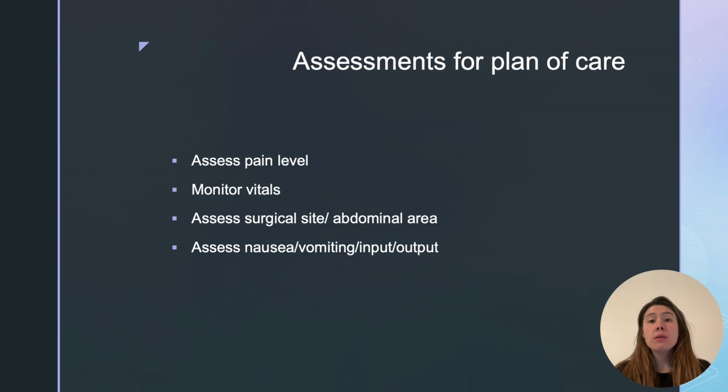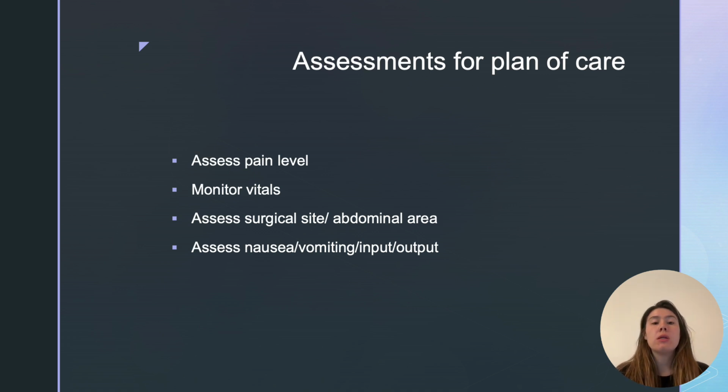Since John is post-op and he is experiencing pain, vomiting, and nausea, as a nurse, for the assessments for the plan of care, we would assess his pain level. By doing that, we would ask the patient how he is feeling, if he's in any pain, and if he could rate the pain on a scale from 1 to 10. We would then continue to monitor his vitals since he is post-op.